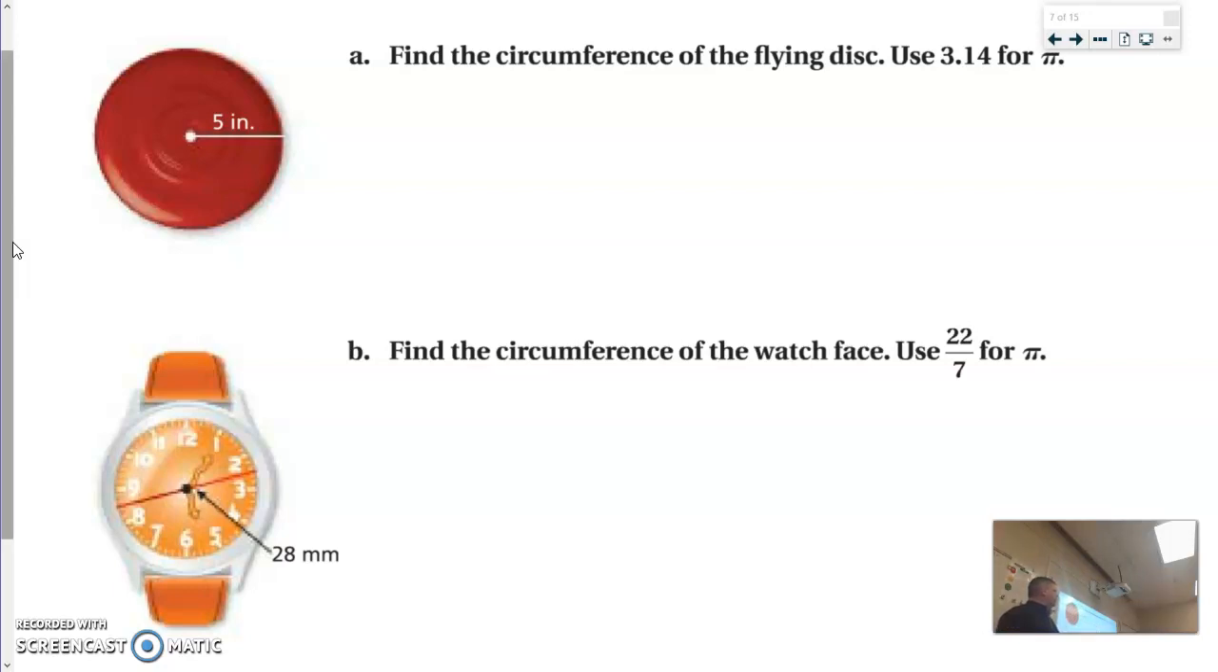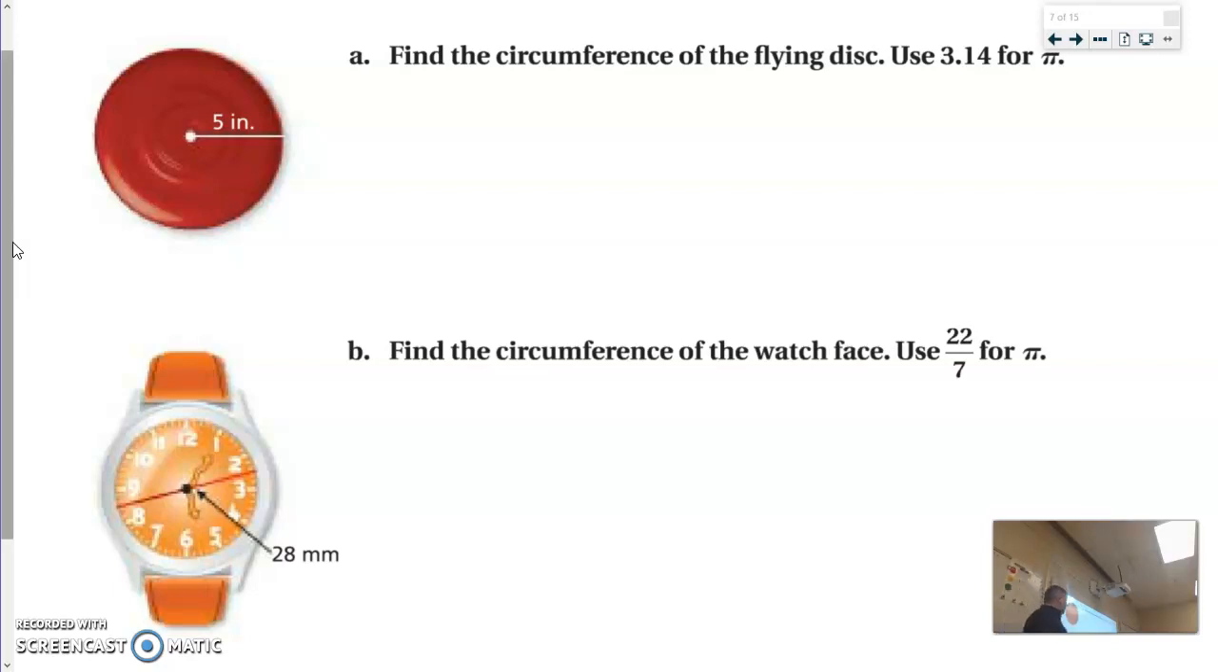They will usually tell you what to use for pi, like in this case. The ones that we're going to use are 3.14. We're going to use 22/7 because that's the fraction closest to pi. And sometimes we'll use the pi button or just the actual pi symbol. Okay, I'll show you why there.